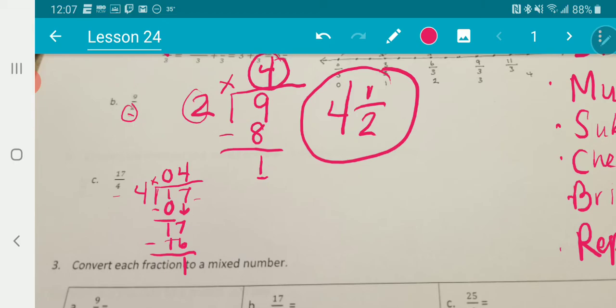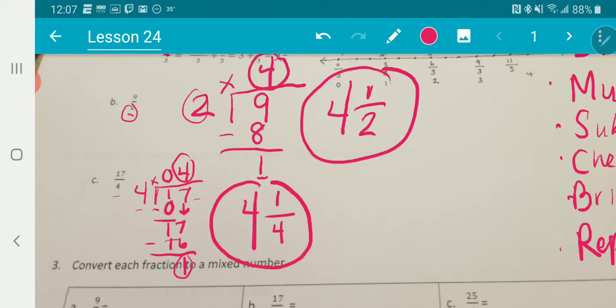So now we can write our whole number. It's going to be 4 for our whole number. 1 will be my numerator, and 4 will be my denominator. Your denominator will not change. Okay, so 17/4 is equivalent to 4 1/4. Those are both the same amount, just written in 2 different ways. One written as a mixed number, one written as an improper fraction.